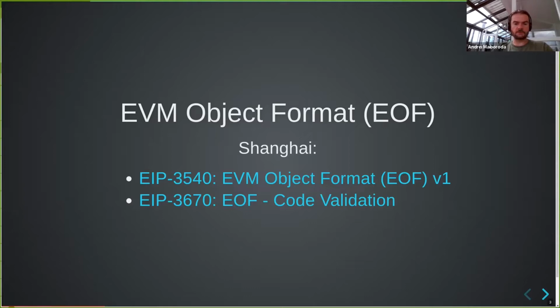And this will provide some benefits. 3670 is an extension to one part of 3540, and they are split mostly for the convenience of reviewing them by core devs. That's why we are presenting them together, and they should be thought of as one single proposal, I think.